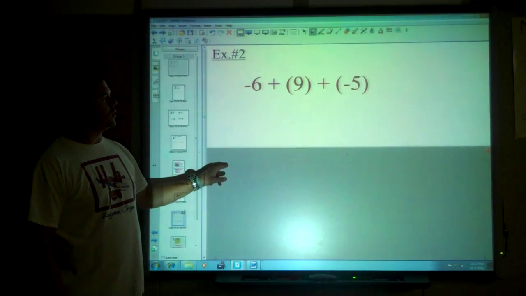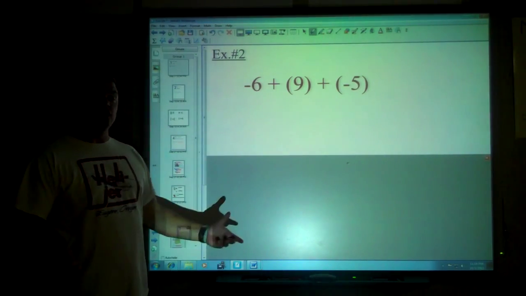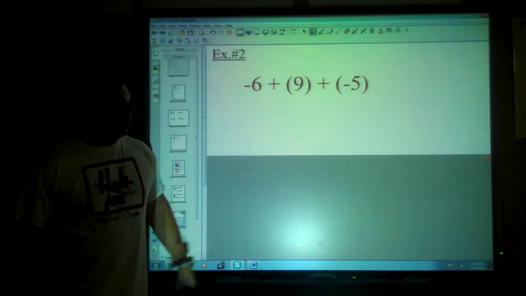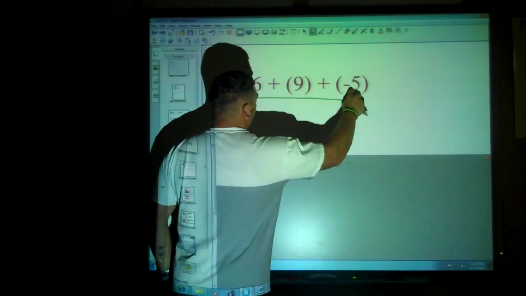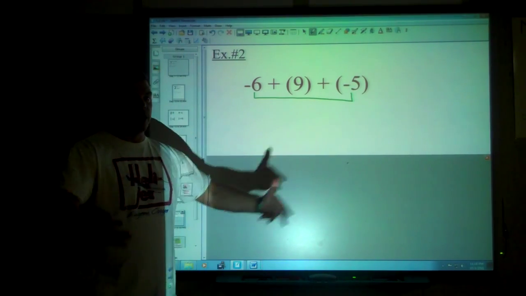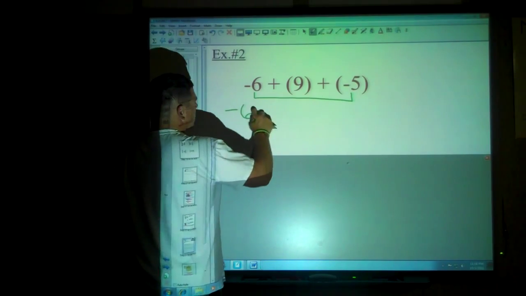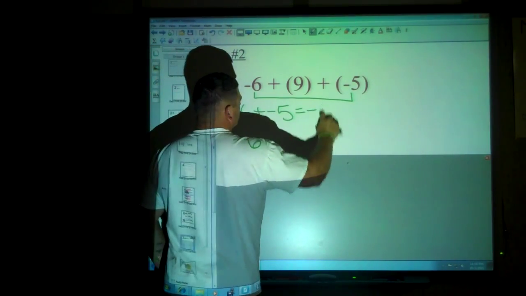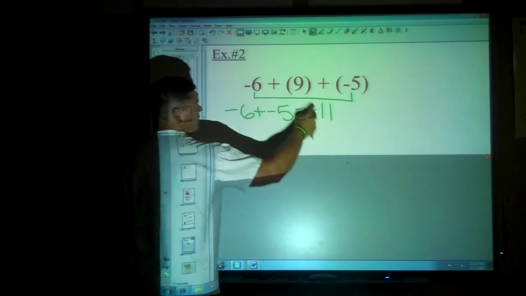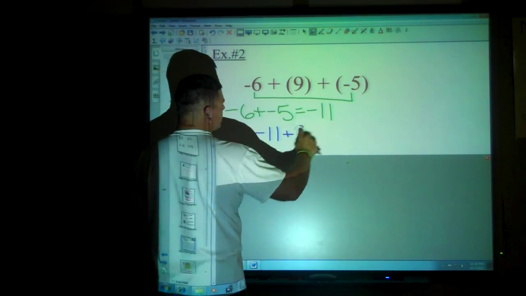Alright? What if there's more than 2 numbers involved? That's okay. One thing I do, since it's addition, you can add in any order you want. So I like to put all the negatives together because I know that negatives plus negatives makes more negatives. So the negative 6 plus the negative 5 equals negative 11. So I know that. Then I have negative 11 from here being added to the 9.